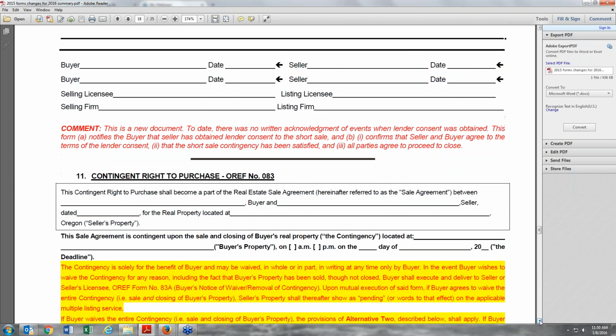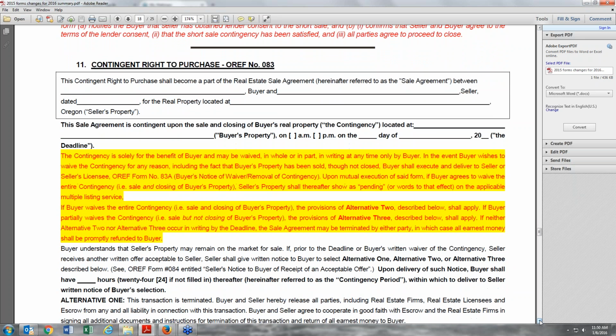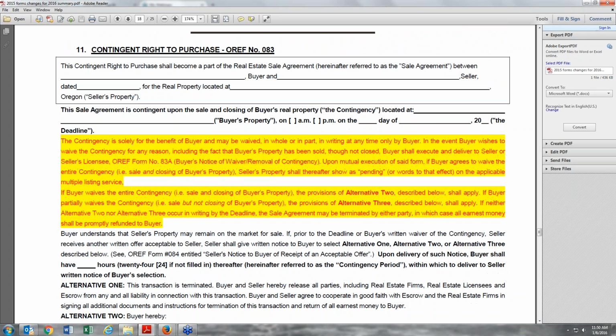Okay, the contingent right of purchase has always existed, but there is one additional provision that's been added. Right now, the contingent right of purchase is only to be used in situations where the seller is selling their own property, and where the buyer is selling their property, and that's a contingency of the transaction. And the form itself has been in existence for some time, but there's been a new provision that's been added, and frankly, we don't expect that many people are going to be doing it.